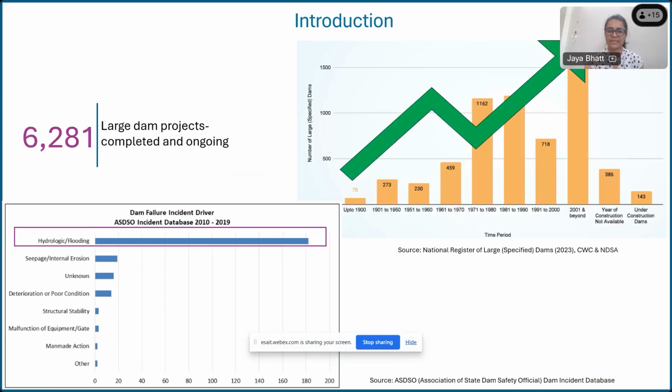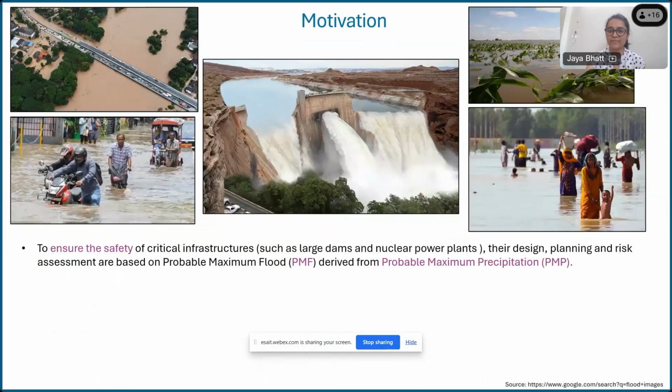So what is concerning here is, as we all know, these dams are constructed to meet the demand created by the growing population or the development that is happening. But then we have to ensure the safety of such structures. And if we look at the history of dam failure, we find that hydrologic or flooding is the major driver of dam failure, and these failures could result in catastrophic consequences. It could be for society at large, not just the economy, but for people as well. So severe damage happens because of the failure of such critical infrastructures.